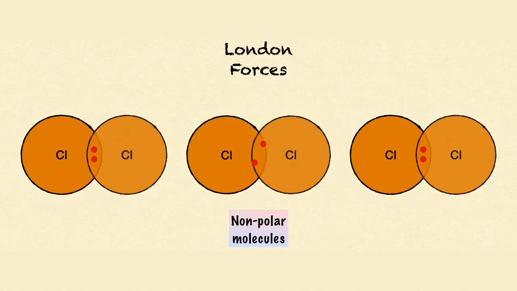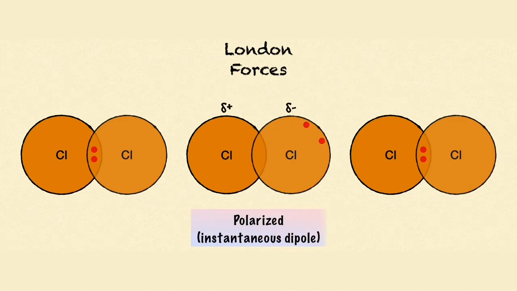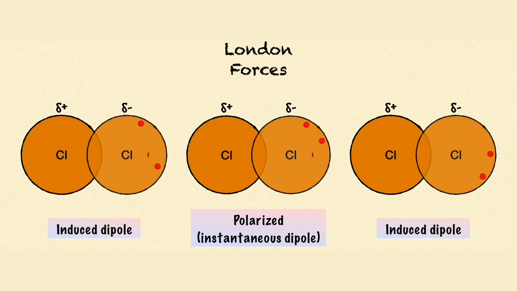At any given moment, the electron distribution may be uneven. It will result in an instantaneous dipole. This temporary dipole will subsequently influence the neighboring chlorine atoms through electrostatic attraction and repulsion. It will induce a dipole on a nearby chlorine atom.